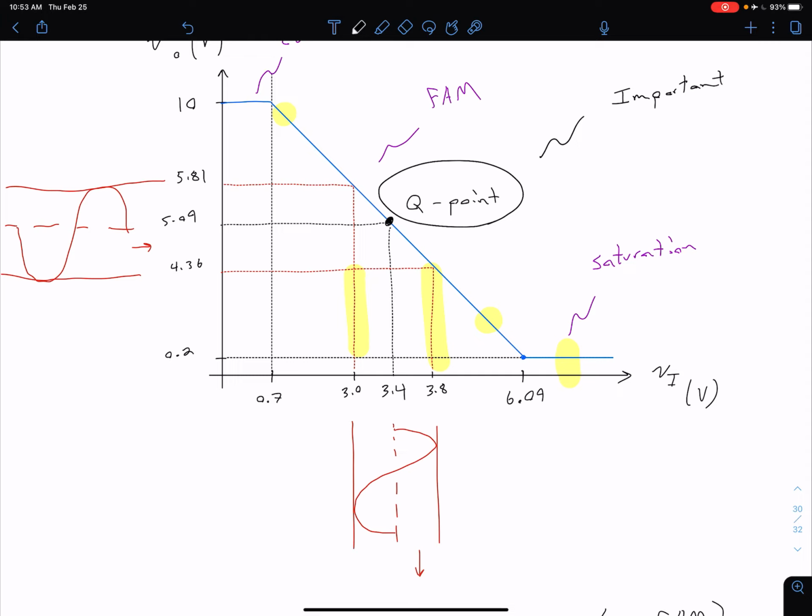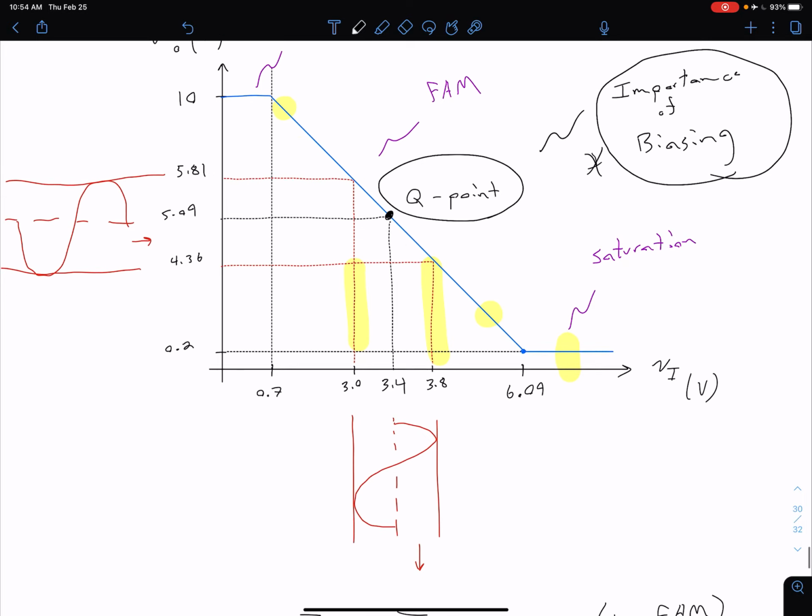So, importance of biasing. In the remainder of this unit, we're going to focus on a couple different types of techniques for biasing our BJT. We're going to talk about pros and cons of the various techniques. Once we have a good handle on that, we're going to move into our next unit where we're going to focus more on using these BJTs as amplifiers.